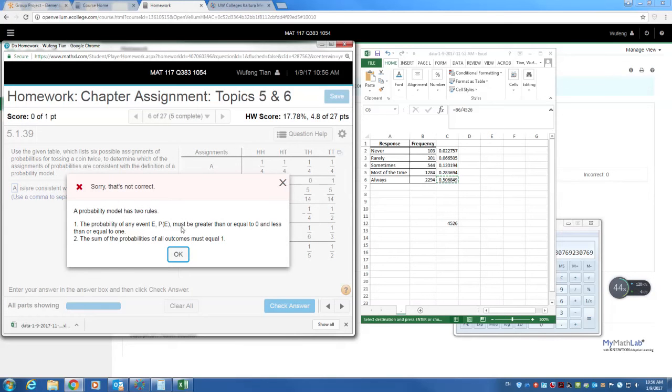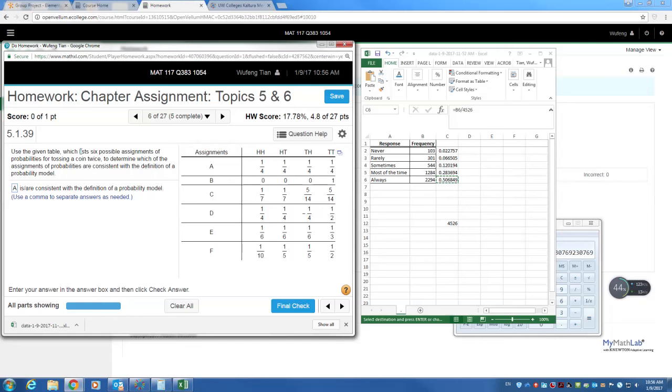Wait, the probability of an event must be greater than 0, less than 1. Use a given table which lists the 6 possible assignments of probability for tossing a coin twice to determine which of the assignments of probability are consistent with the definition of a probability model.